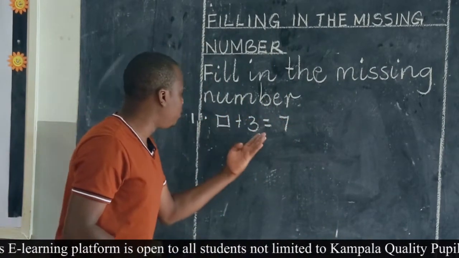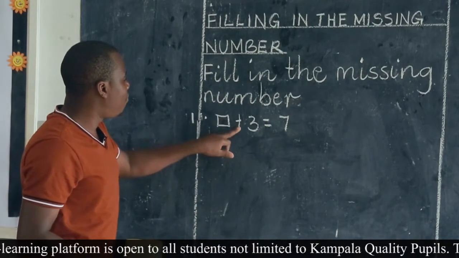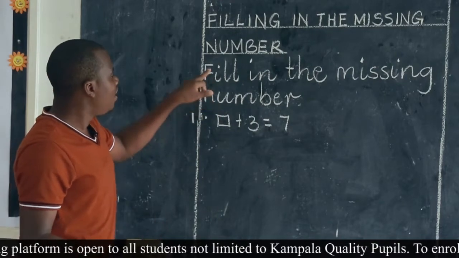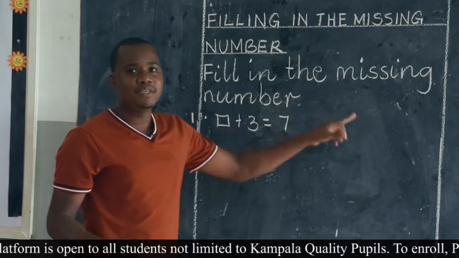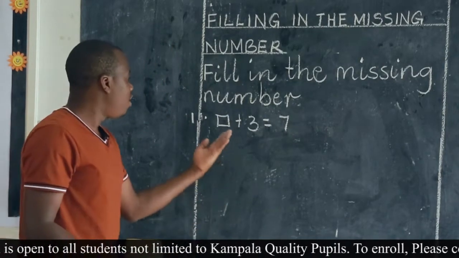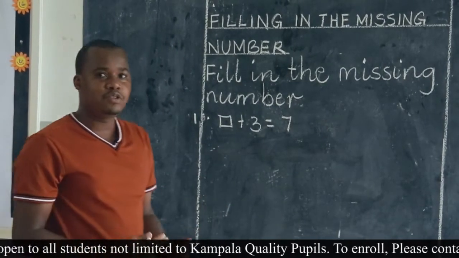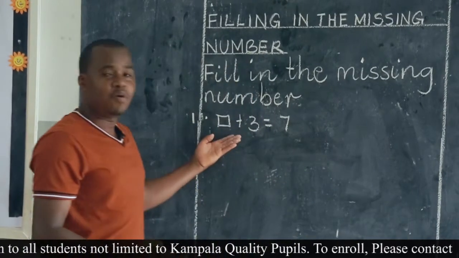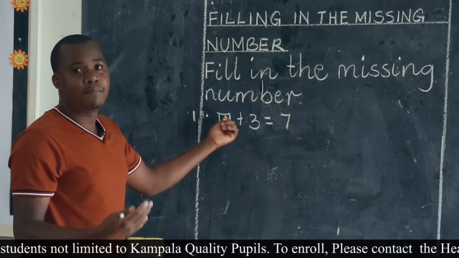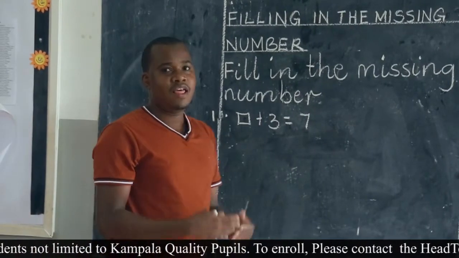Now, what do we do? I have a box plus 3 equals 7. And what is the question telling me? Fill in the missing number. But we cannot fill in the missing number before finding it. So what are we going to do? We are going to solve. We are going to solve to find the number for the box, and we have to follow all the steps.